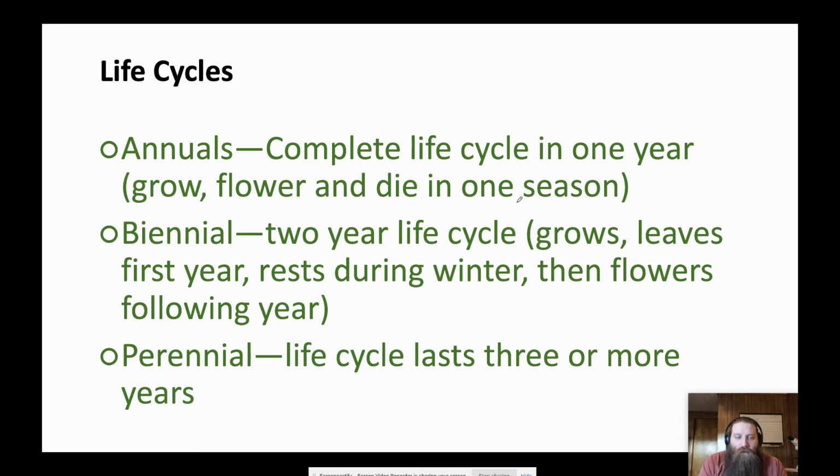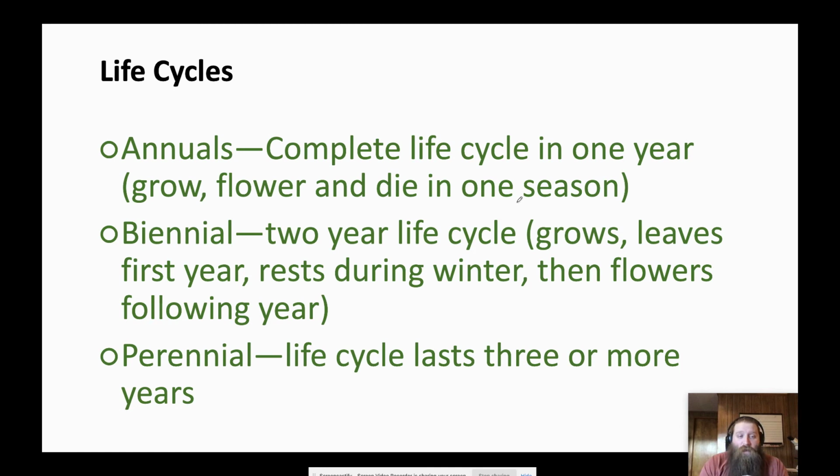Now, the life cycle of plants is pretty simple. These are probably words you've heard before or seen on a package of flower seeds in your family's flower garden or something like that. The annuals have a complete life cycle in 1 year. They grow, they flower, and they die all in 1 season. A biennial has a 2-year life cycle. They have leaves the first year. They store energy. They'll rest during the winter, and then they flower the following year.